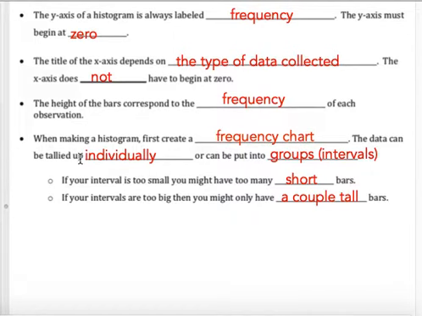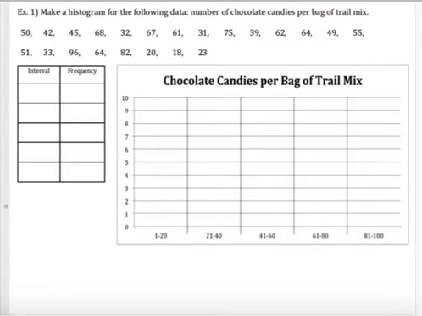The data can be tallied up individually, or you can have the frequency chart be in groups or intervals. And we'll talk about that here when we make our first histogram. If your interval is too small, you may have too many short bars. And if your intervals are too big, you might only have a couple of tall bars. And so let's look over and create a histogram together.